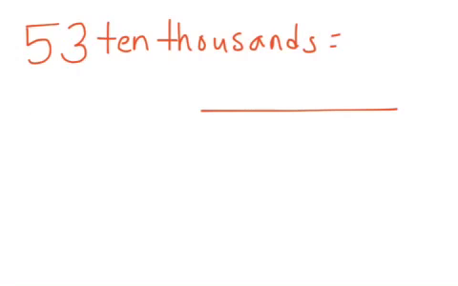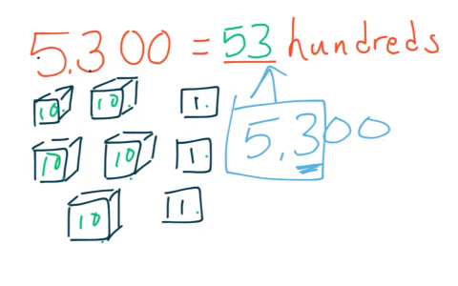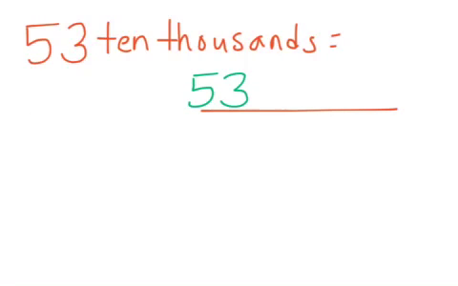Now this problem's written a little bit differently. I have 53 10,000s, and they want to know what number that represents. So I'm going to start with my 53. And just like back here, when I have to underline that place value, I'm going to do the same type of thing. Here, I'm going to underline my last number, which is my 3.